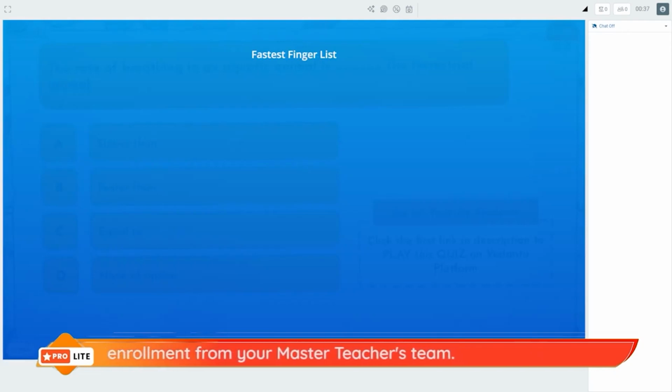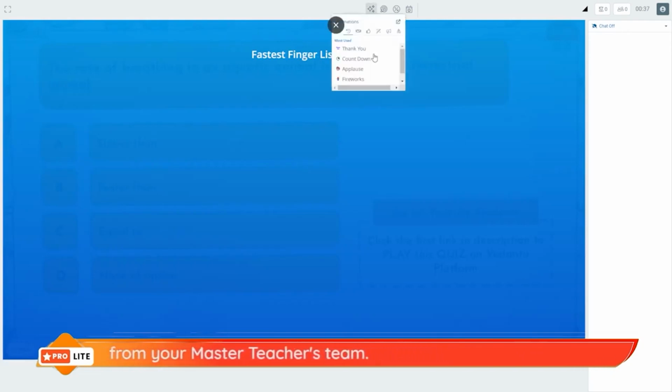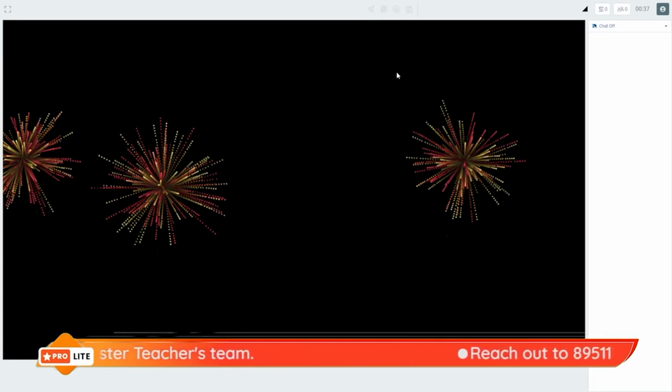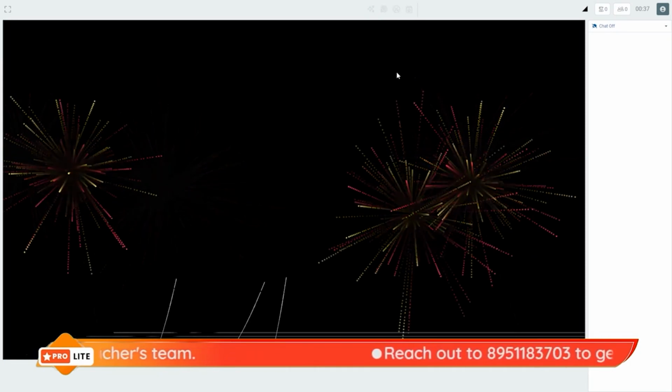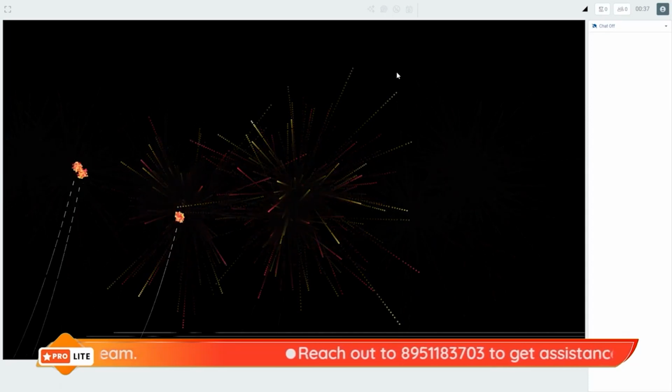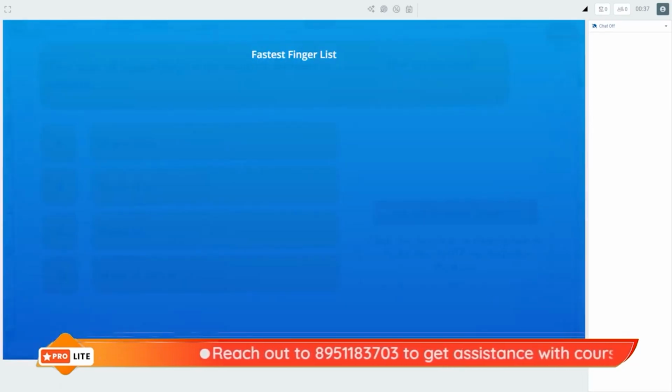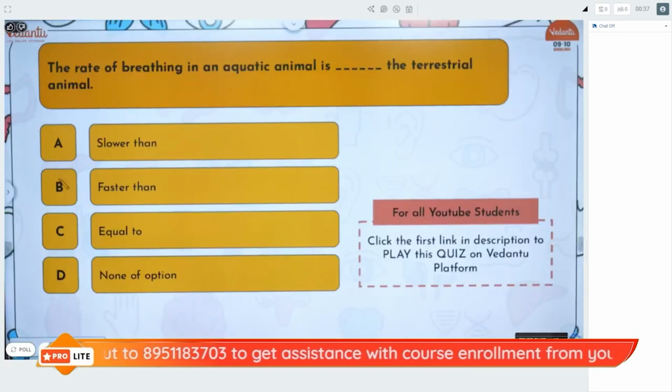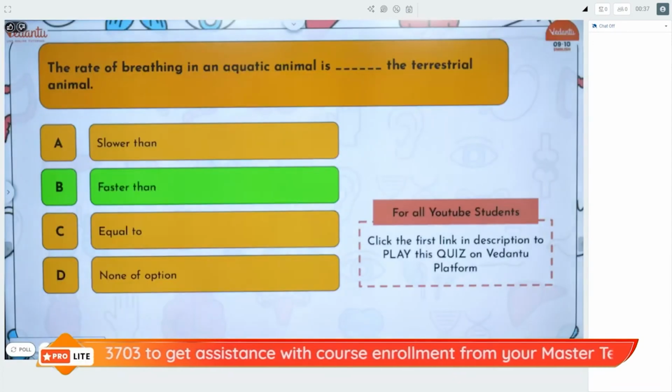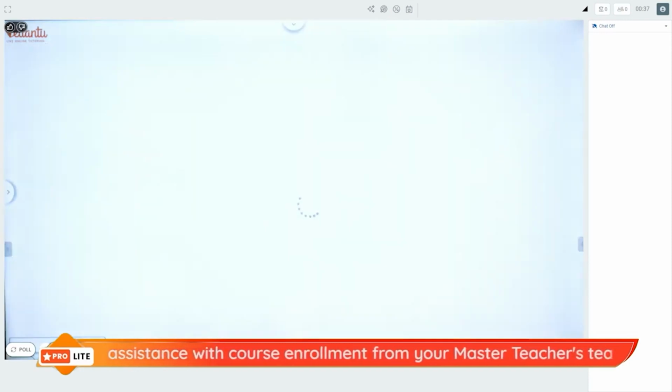It is definitely faster than terrestrial animals. So that's great, and let's have some fireworks. Amazing. That's nice. Congratulations again. The ones in the green are absolutely correct and shining bright. Shining in the sun and sand.